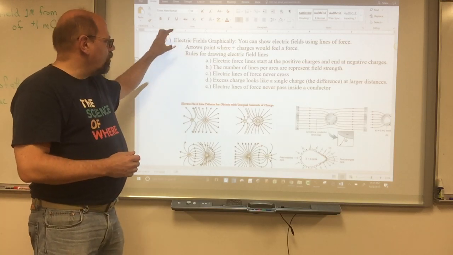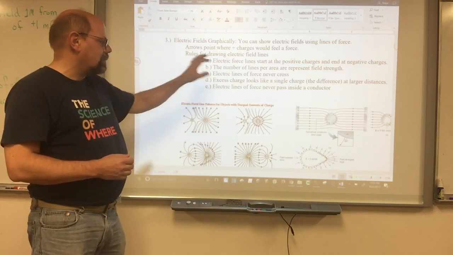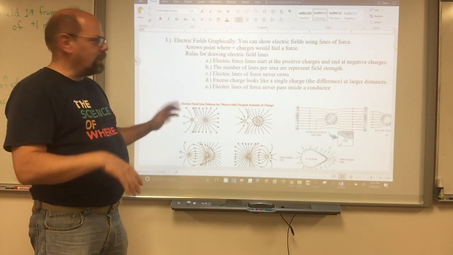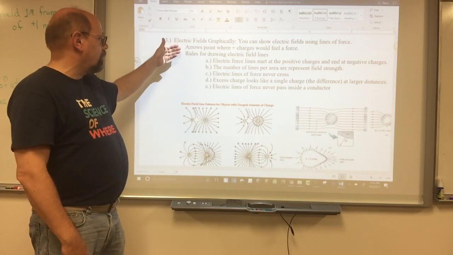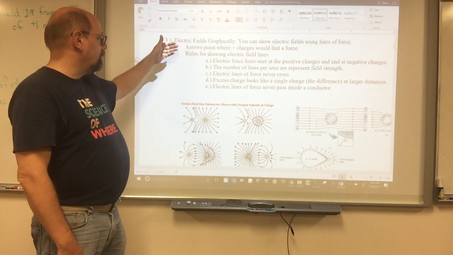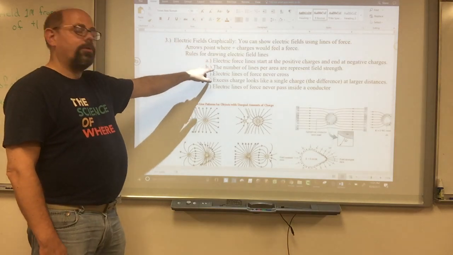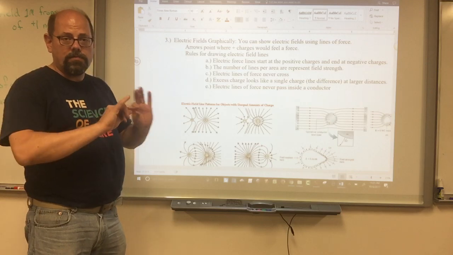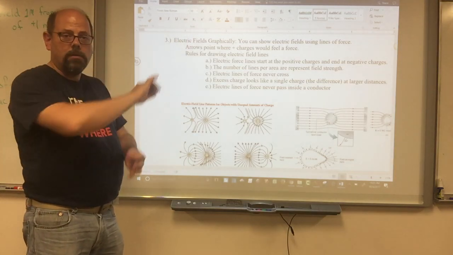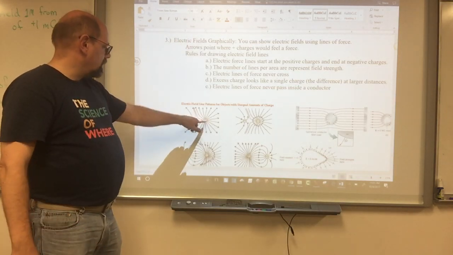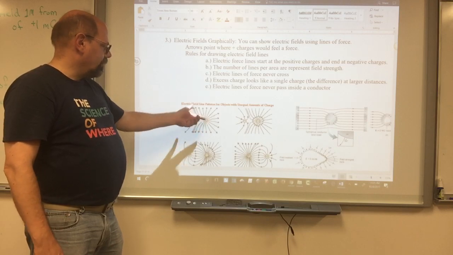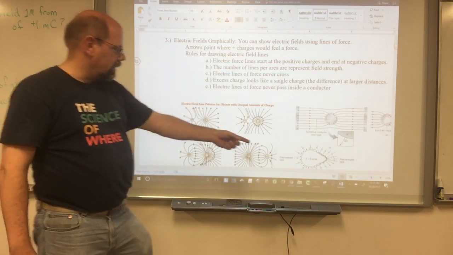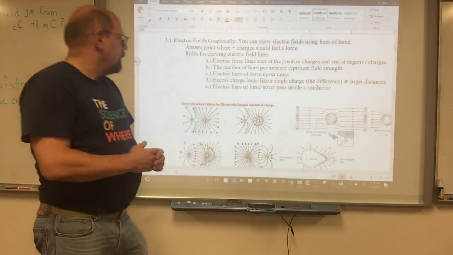Now, to show graphically, when you put a single charge out someplace, what does that look like? There are a couple of rules to drawing these electric fields. The first one is that the electric force lines always start and go out from positive charges. If you have a positive charge, there should be arrows going out from it. You can see those examples here. You don't need two. You could have just one charge like this object down here.